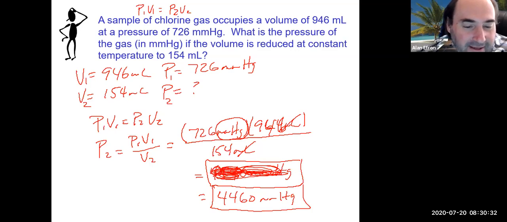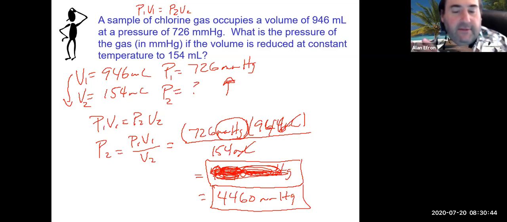More importantly, after we get the right number, we can see our relationship. Our volume went down, which means we should expect our pressure to go up, and it did go up in that case. So that is the right way to go. It's good to know the relationship in terms of what happens with the gas laws to make sure your answer makes sense.